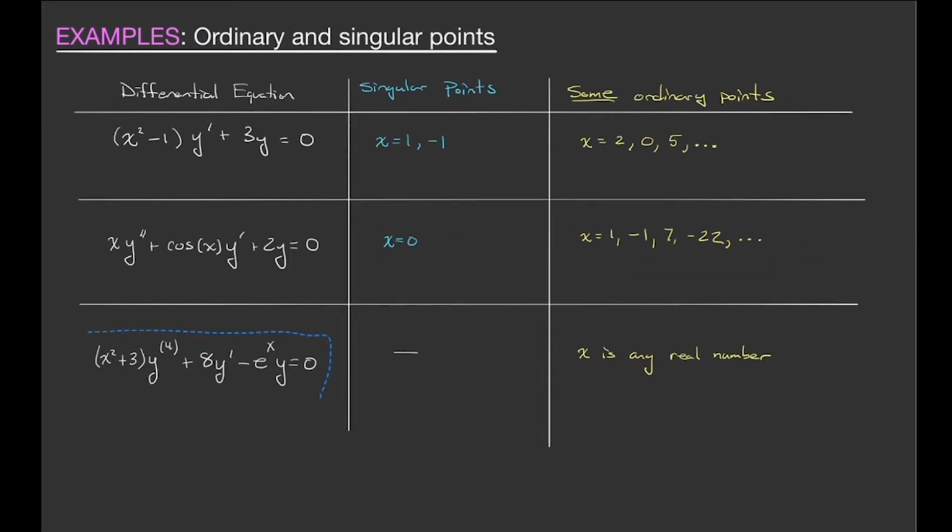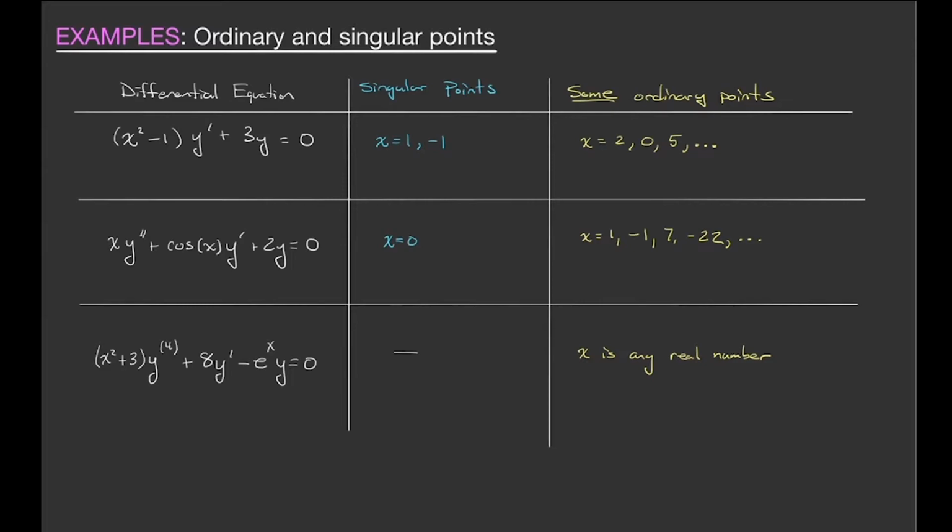In the third equation, the highest order term is going to be y to the fourth, and its coefficient is x squared plus 3, and there is no real number that will cause that expression to be 0. So there are no singular points, and therefore all points are ordinary points. Pick any real number and that's going to be an ordinary point.